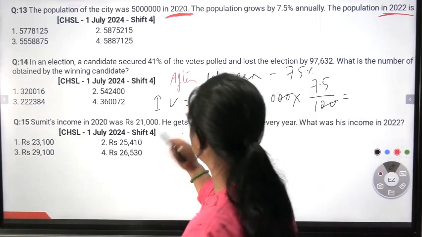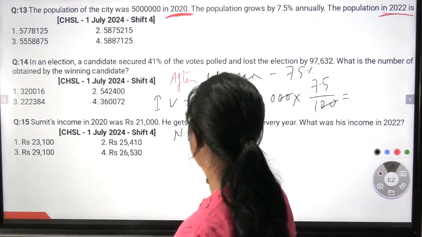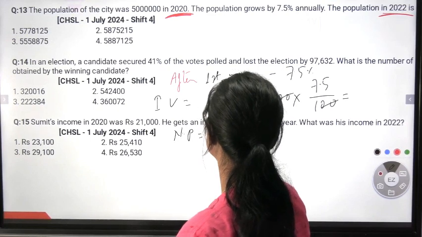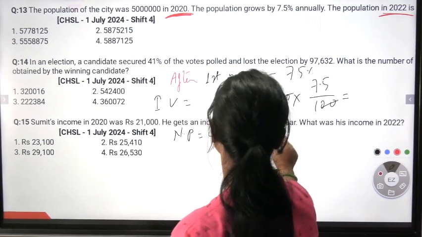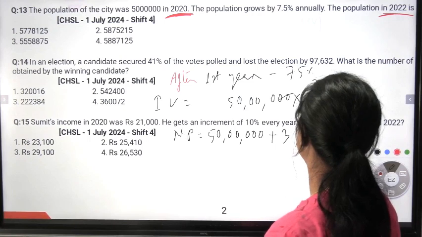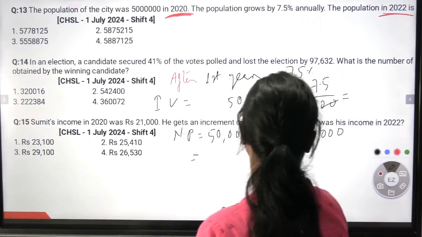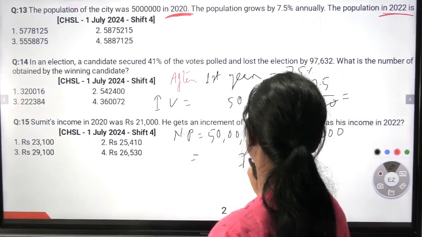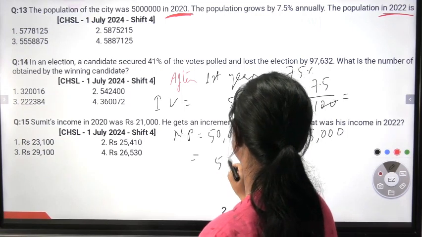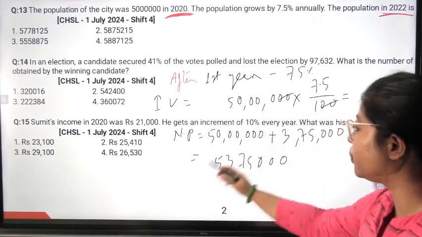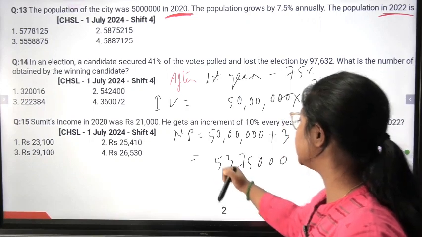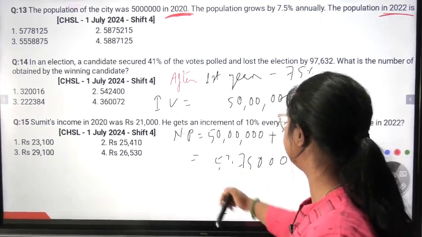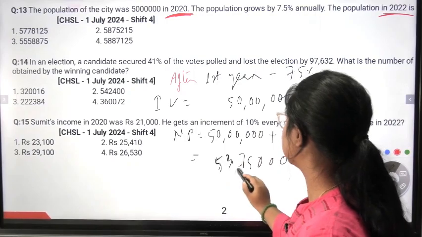So after 1 year, the new population is now what? 50 lakhs plus 3,75,000. Add this and you will get 53 lakhs 75,000. So after 1 year your new population is 53 lakhs 75,000.